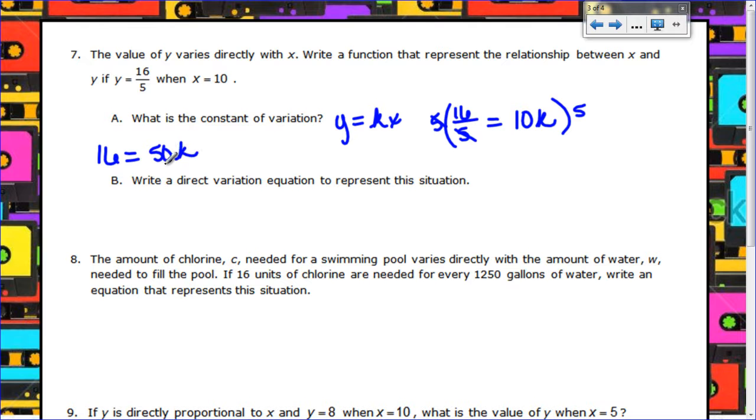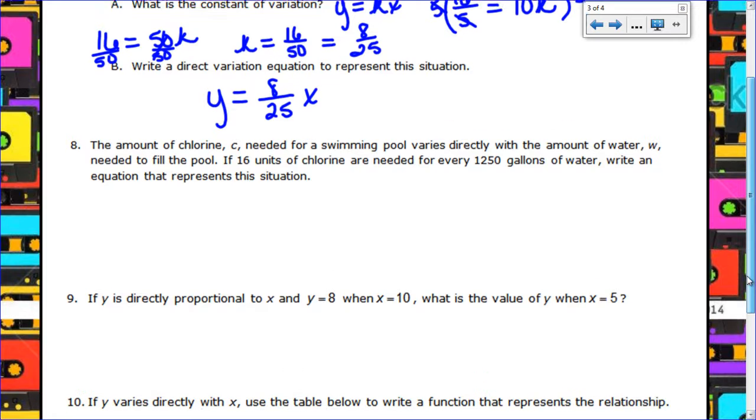And then I will have to divide both sides by 50. And so you get that k is equal to 16 over 50, which if you simplify is 8 over 25. And so for part B, to write the direct variation equation, it is y is equal to 8 over 25x.